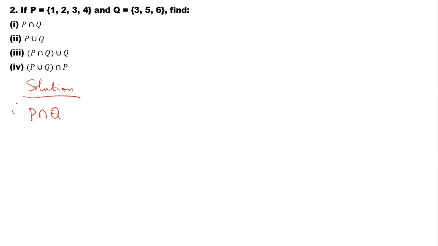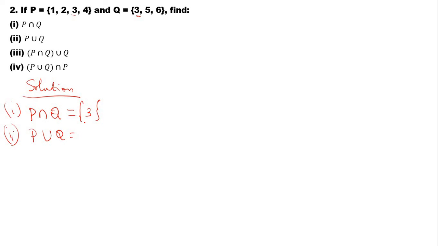That's the first question. What do they have in common? So if we look at P and Q, the element they have in common is 3. So it's a singleton set. They have just 3 in common. That's it. Now we look at the second one, which is P union Q.